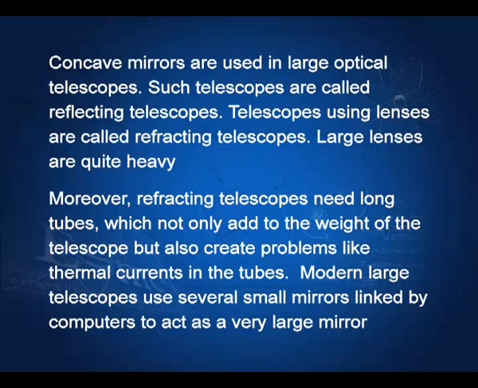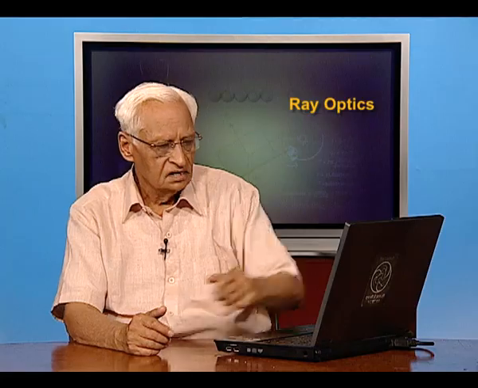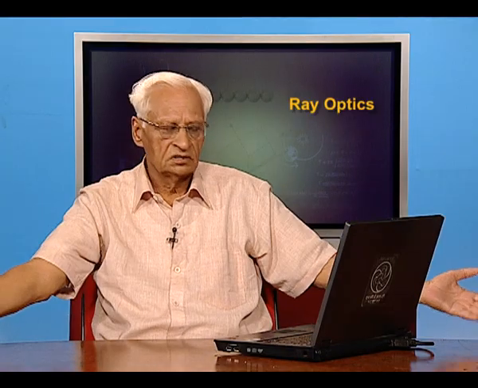I will show you an example. You see, these are small hexagonal mirrors, and they are joined, and we use computer software to align the images formed by, or synthesize an image formed by, the individual mirrors. So, this gives a large mirror. These small mirrors, which are easy to make, are combined by computer software to give a large mirror.